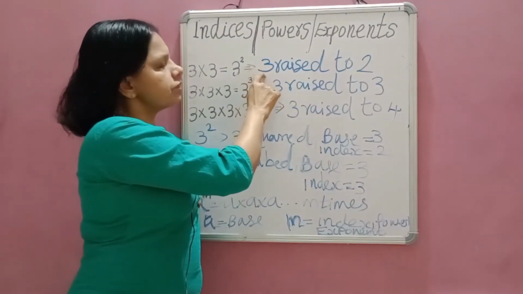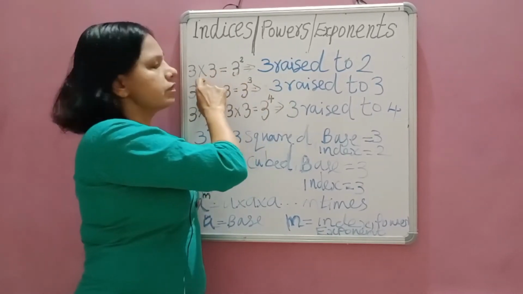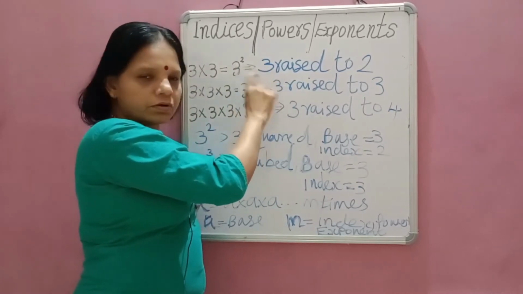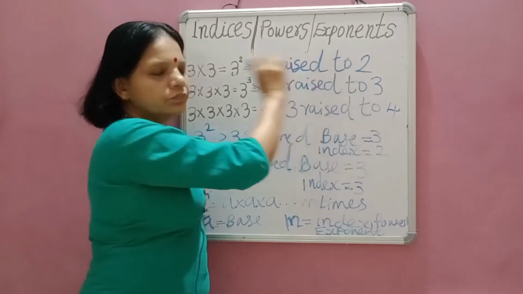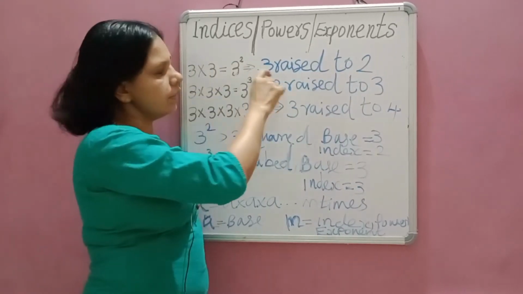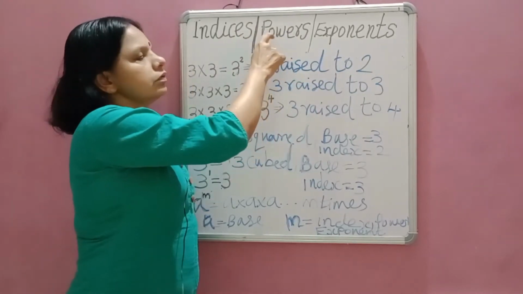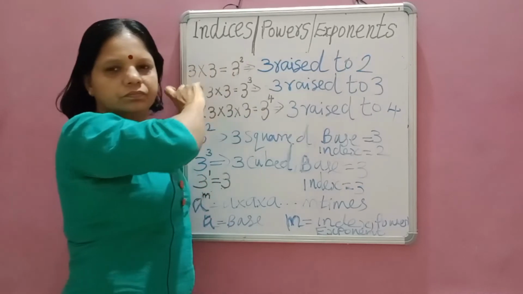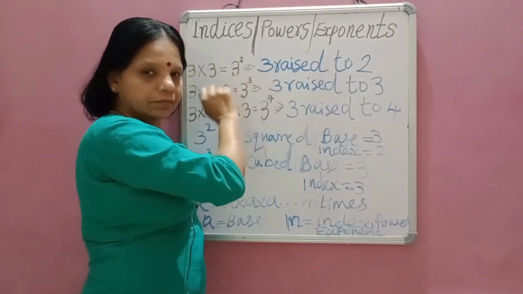We know that this is square of 3. It is also read as 3 raised to 2, also 3 to the power of 2. Understood? It is nothing but square of 3.